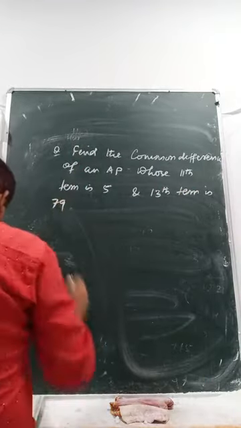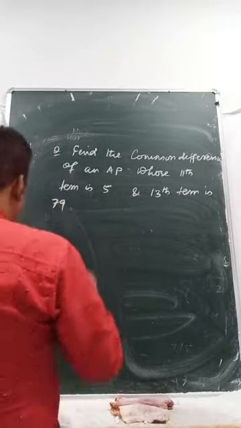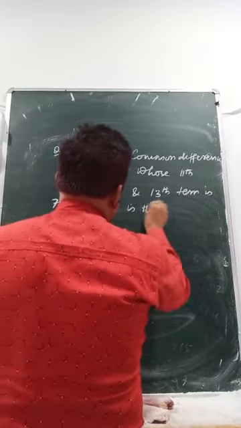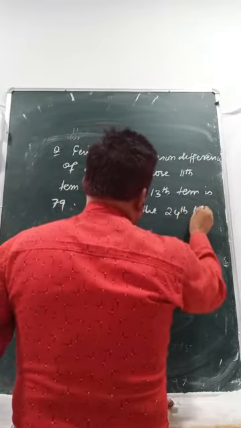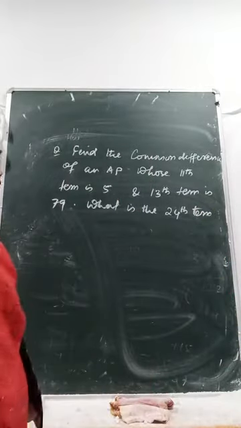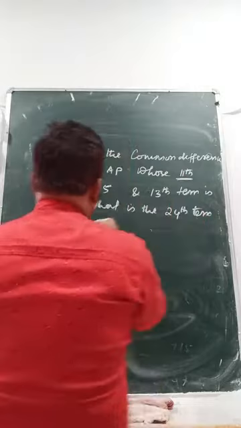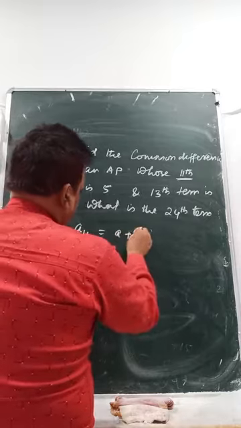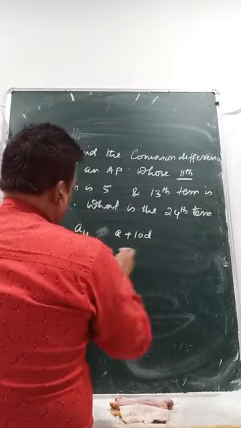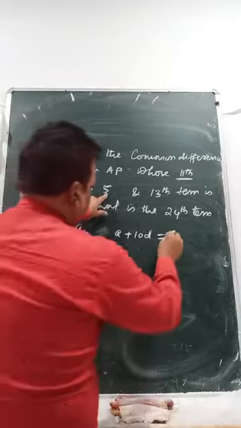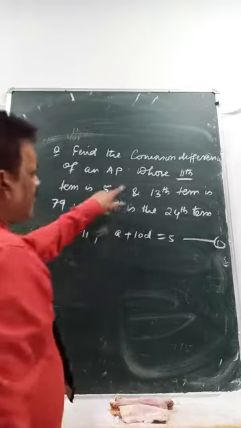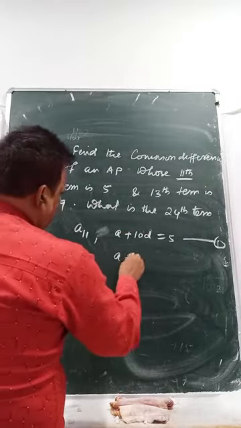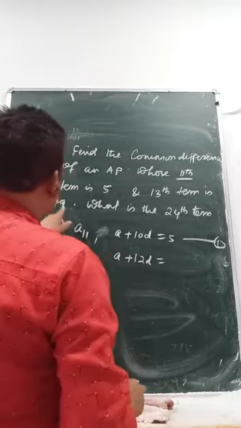Is 79. Okay, what is the 24th term? Second part. Okay, 11th term. 11th means A11 formula will be what? A plus 10D equals to how much? Is 5, means 5. First equation. 13th term, A13, that is A plus 12D equals to how much? 79.